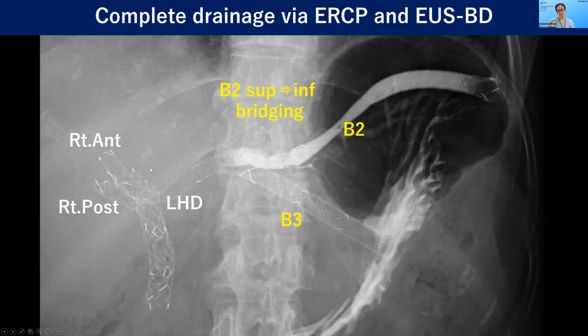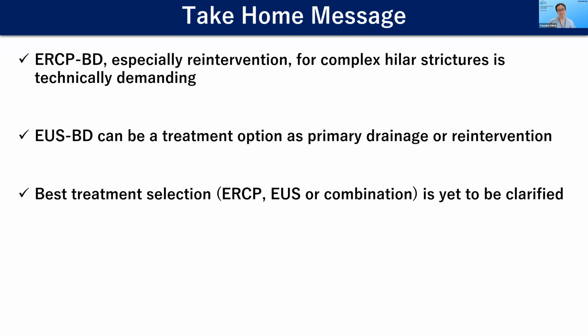As you can see, we can put multiple metal stents by ERCP and also EUS-BD, like B3 HGS and B2 HGS. So we can achieve complete drainage by a combination of ERCP and EUS-BD. And this is my last slide. ERCP, especially intervention after multi-stenting, is technically demanding, and we can perform EUS-BD as a treatment option as a primary or re-intervention.